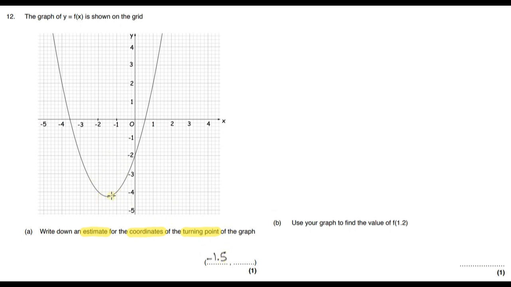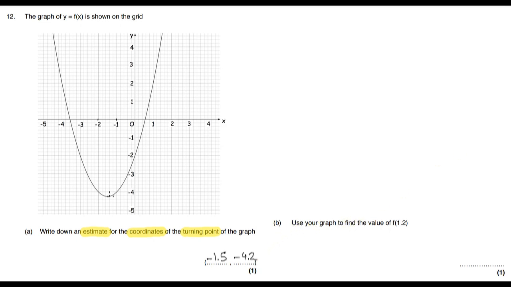My y value, so it's between -4 and -5. So this is -4. This is -4.2, because again, each one is 0.2, and it's just past that, but it's closer to -4.2 than -4.4. So I'm just going to say -4.2. So that's my answer for part A, and there will be slight margin for error on this, but try and get as accurate as possible.